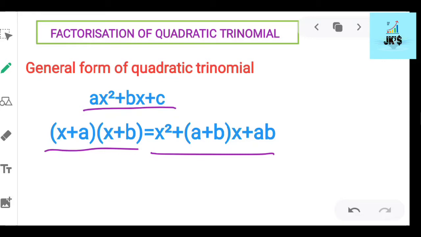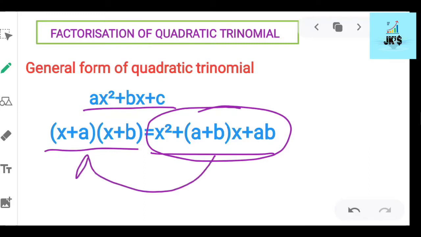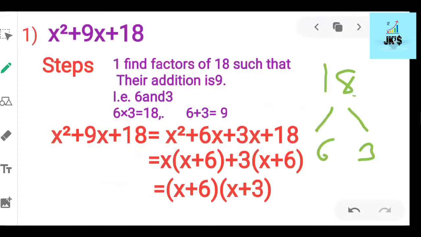From this given type of quadratic trinomial, we factorize it in this form. The trinomial is given in this form, and after factorization we get these factors of this polynomial like this. Okay friends, so come to the example first.